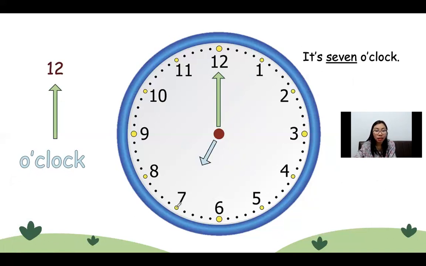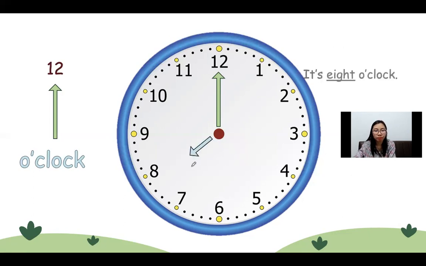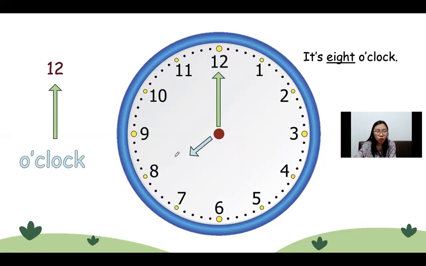Next, what time is it? We have 7, right? The short hand points at 7. The long hand points at 12. 7 o'clock. All right. Next, the short hand points at 8. It's 8 o'clock. The short hand points at 9. What time is it? It's 9 o'clock.